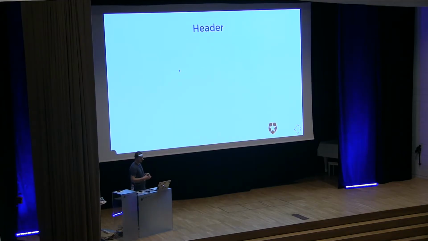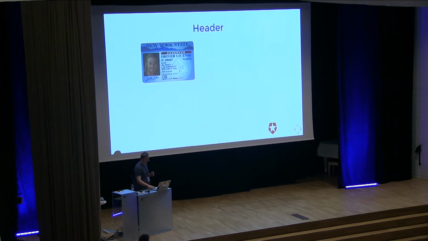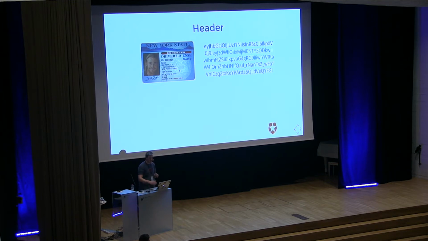So the first part of a JSON Web Token, as most of you surely know, is the header. And let's put our driver's license on the left-hand side and our JSON Web Token on the right. The header for the driver's license is going to be the fact that it says driver's license on it, so we know what we're looking at, and also that this driver's license is issued by the state of New York. When we look at the header of a JSON Web Token, and remember, this is just a base64 encoded string, so we can easily decode this part in red and see what's in it.